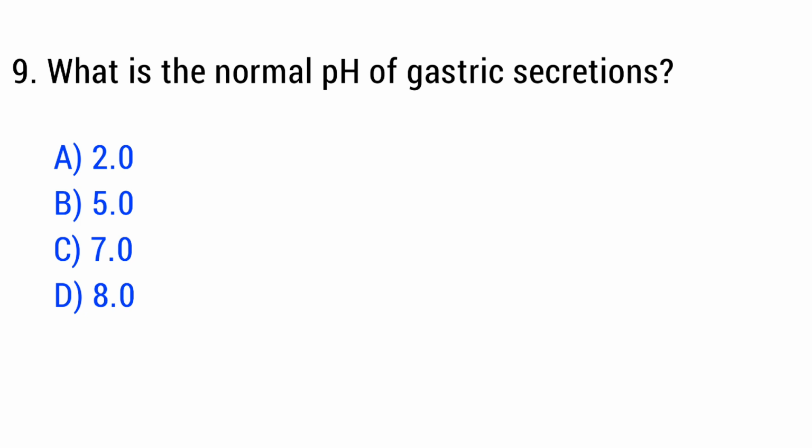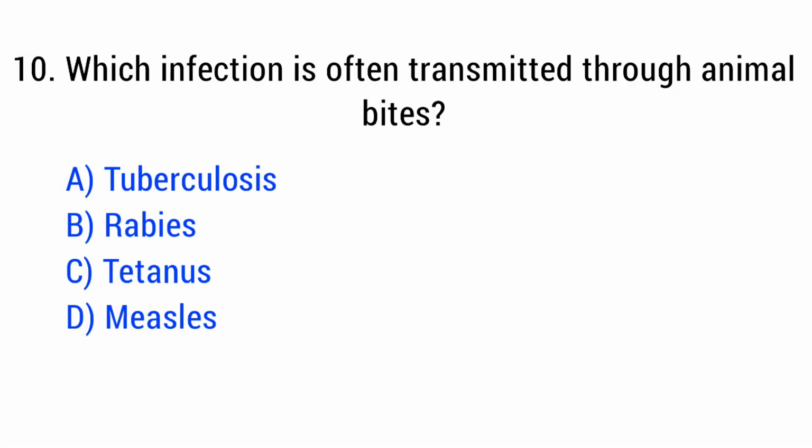Question number 9. What is the normal pH of gastric secretion? The right answer is option A, 2.0. Question number 10. Which infection is often transmitted through animal bites? The right answer is option B, rabies.